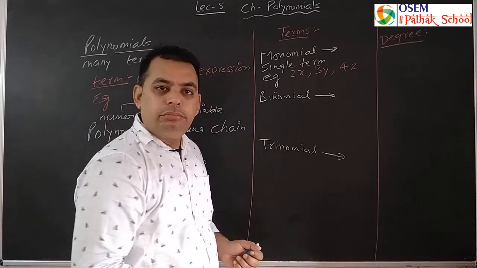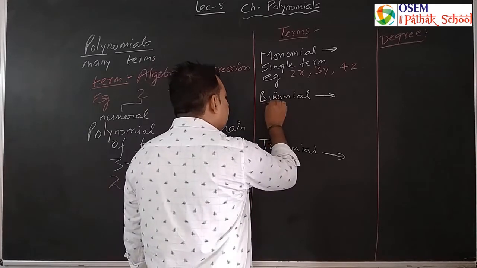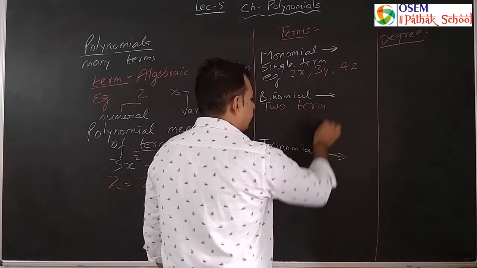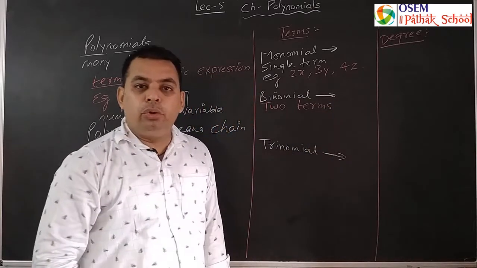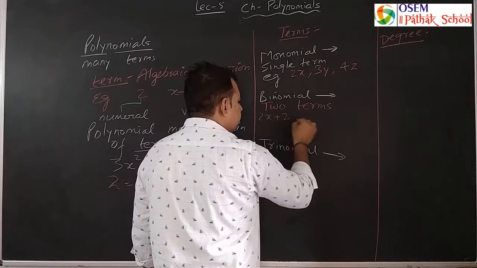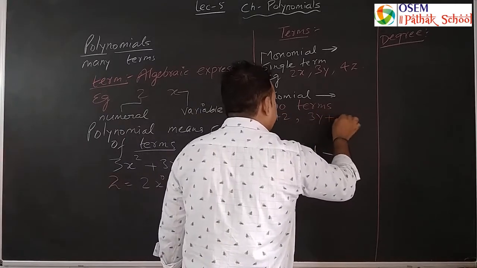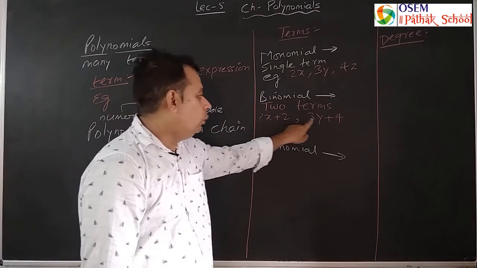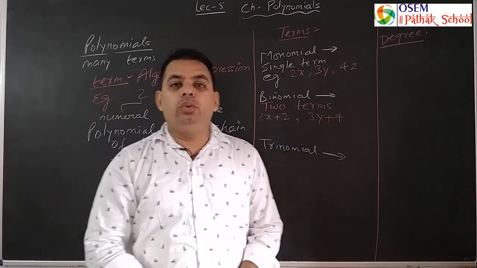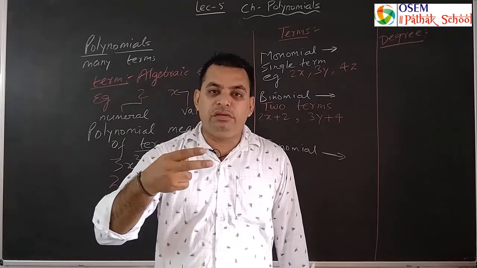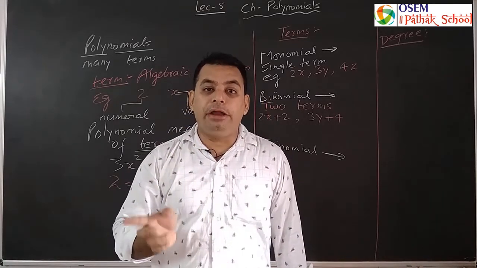Now a binomial means a polynomial that consists of two terms. For example, 2x plus 2, 3y plus 4. Now you can see over here 1, 2, and 1, 2. So there are two terms. Any polynomial having two terms is known as a binomial.